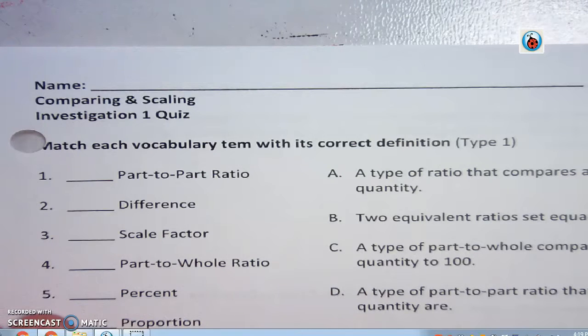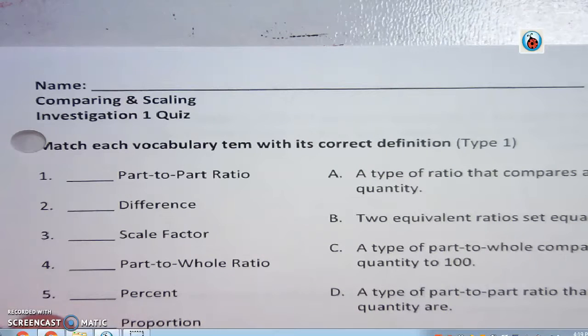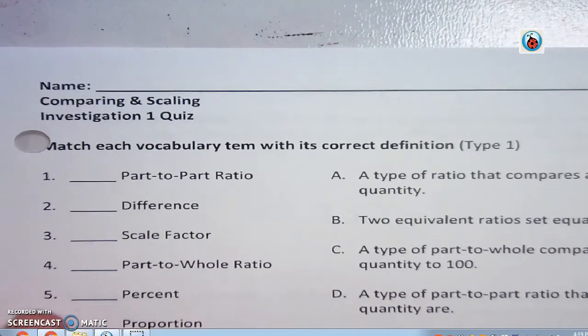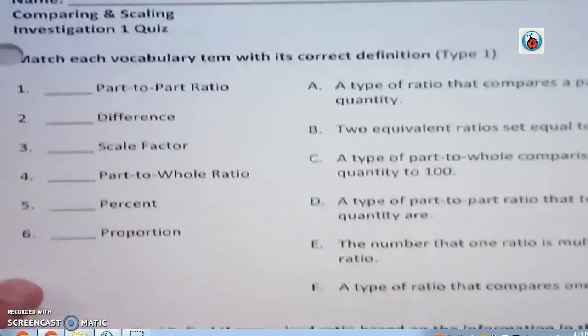Hi, this screencast is to go over the answers from the Investigation 1 quiz from Comparing and Scaling. We're going to look at the questions on the front, and skip down to numbers 7 through 10.